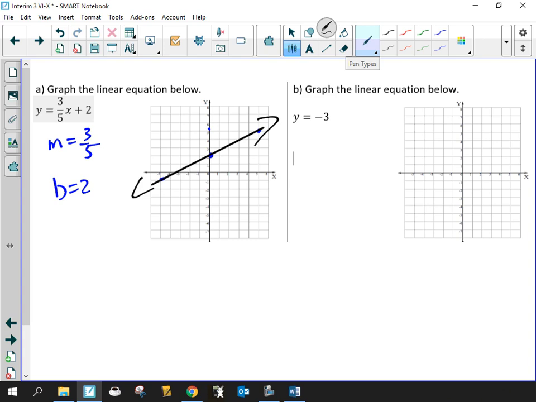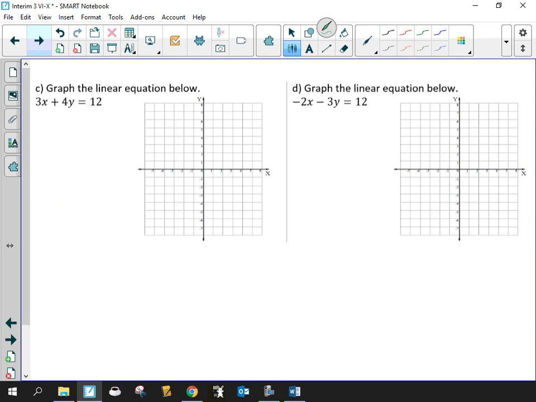Now we just talked about this one. This is y equals -3. Y does not change. It is a horizontal line through y equals -3. All right, so C is not solved for y, so it's not in y equals mx plus b form, so I will solve it for y. I'll subtract 3x from both sides, and I'll get 4y equals -3x plus 12. Then I'll divide everything through by 4, and I'll get y equals -3/4 x plus 3.